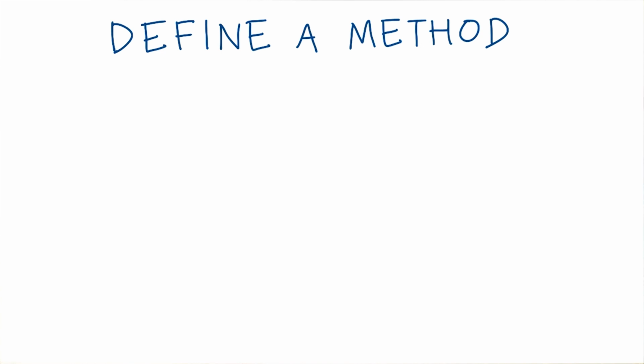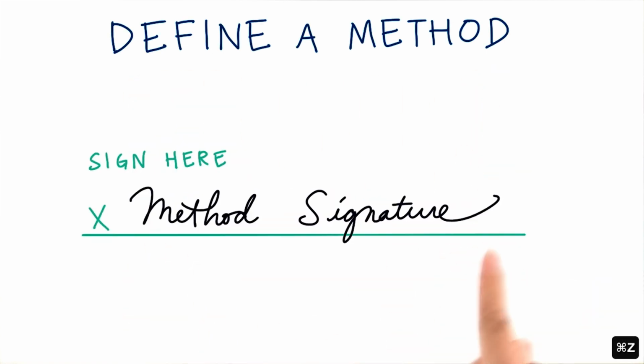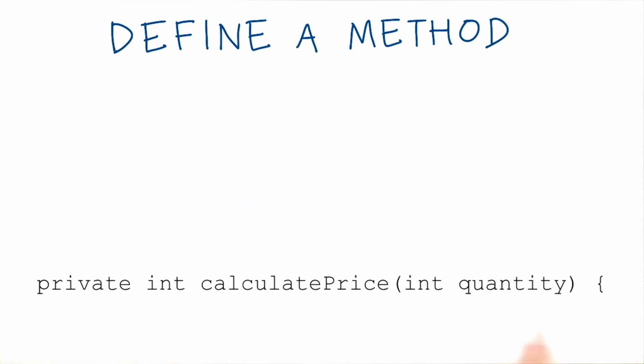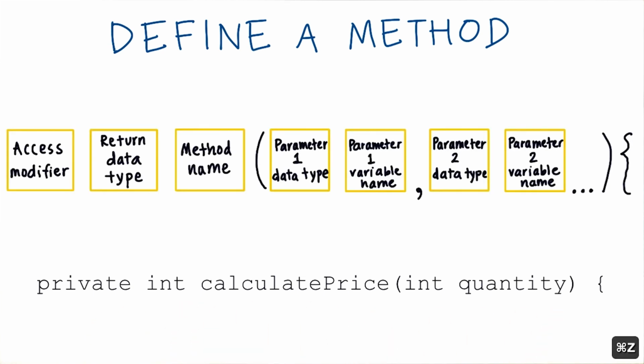To figure out why option C was the best in the last quiz, let's review the actual syntax rules in Java for defining a method. This is also known as the method signature. This is the method signature for the calculatePrice method that we saw earlier. You might be wondering why the order of the words are a certain way. Well, they follow a specific format, and it looks something like this.